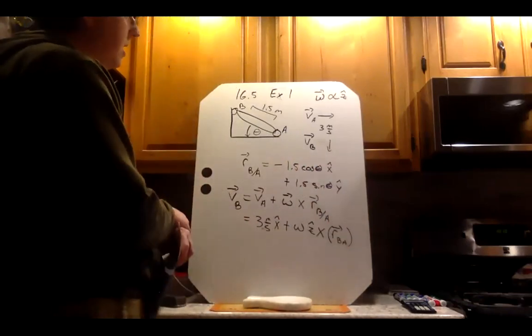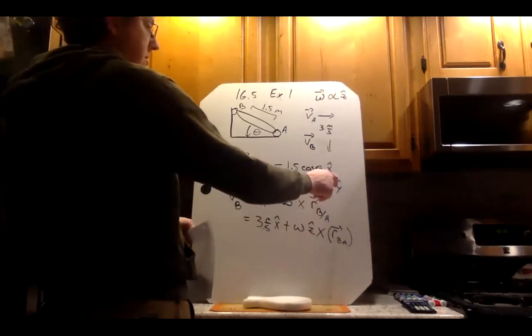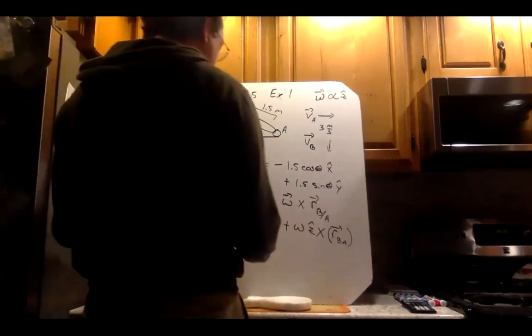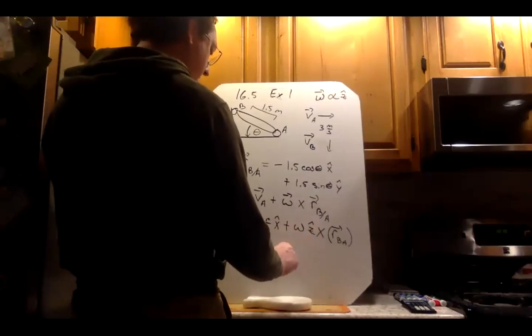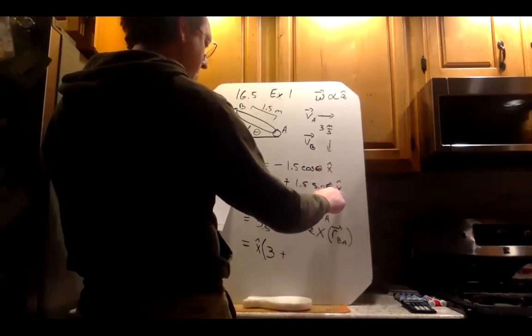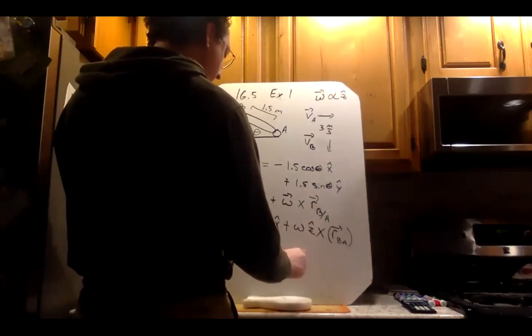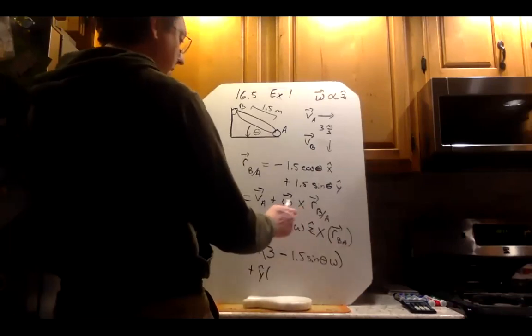This quantity that I just wrote down. You have to think about z hat cross x hat, that's going to be a positive y hat, and z hat cross y hat is going to be a negative x hat. So this comes out to be x hat times 3, and then I get plus omega, so z hat cross y hat is minus x hat, so that's going to be minus 1.5 sine theta times omega plus y hat, and that comes from the cross product alone.